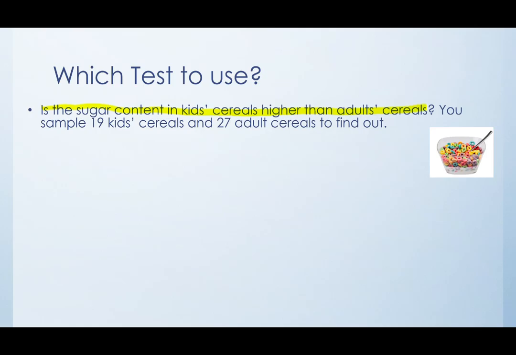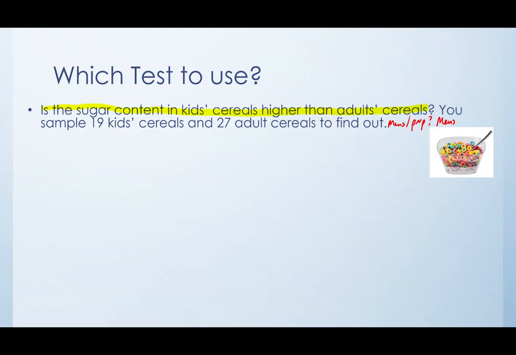That's going to guide us towards our null or alternate statement. The question is, is this a means or proportions problem? I don't see any average or proportions in here, but we do know sugar content is going to be quantitative. Therefore, this is going to be a means problem.